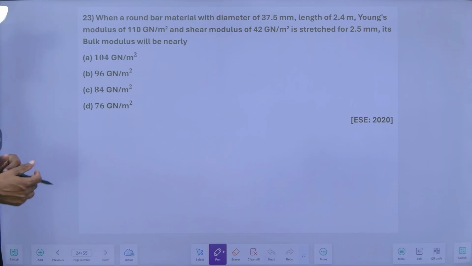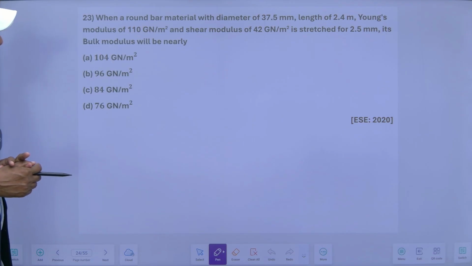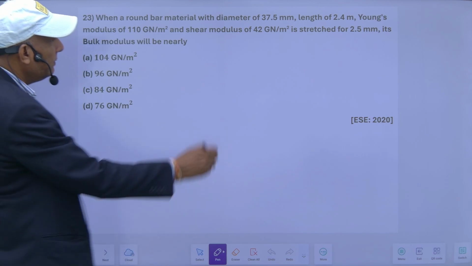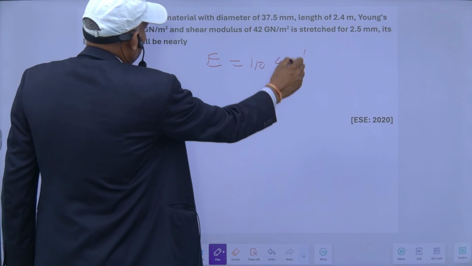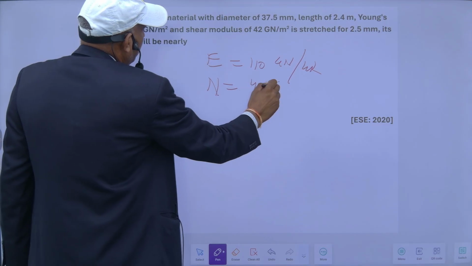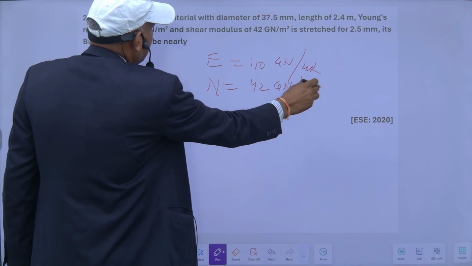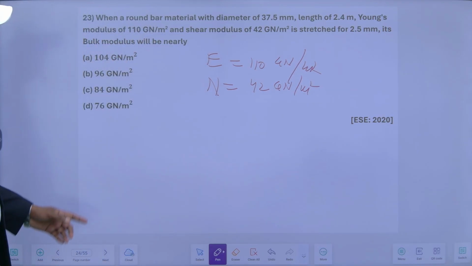When a round bar material with diameter of 37.5 mm, length of 2 meter, Young modulus and shear modulus are given, its bulk modulus will be equal to this one. So he has given the value of E is equal to 110 gigapascal, and shear modulus N is equal to 42 gigapascal. Okay. So he wants to know the value of the bulk modulus.